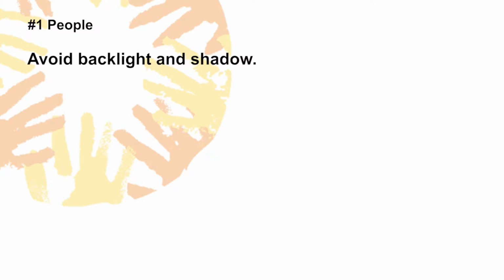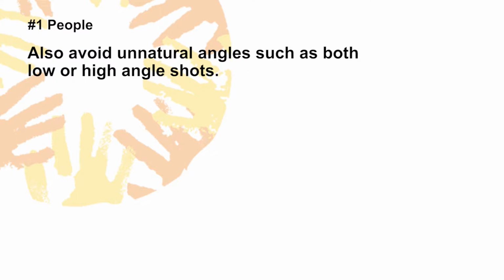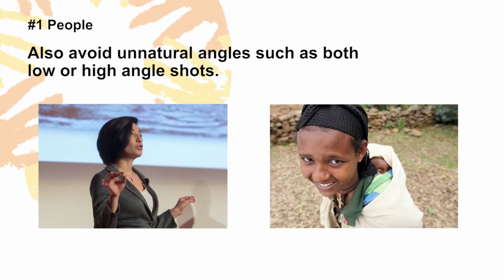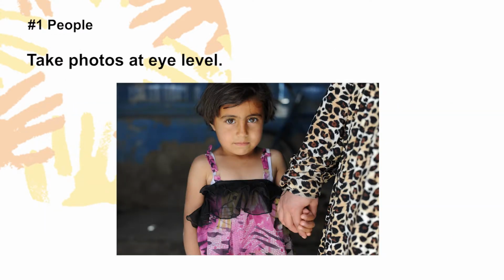Avoid backlight and shadow. Also avoid unnatural angles such as both low or high angle shots. High angle shots in particular can often make the subject look helpless or vulnerable. So take photos at eye level. When photographing children, kneel down.